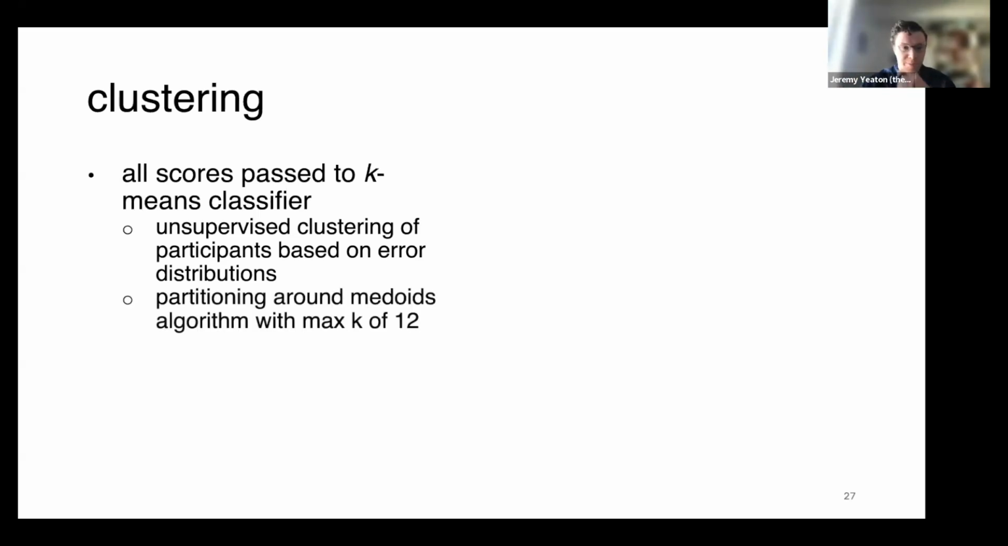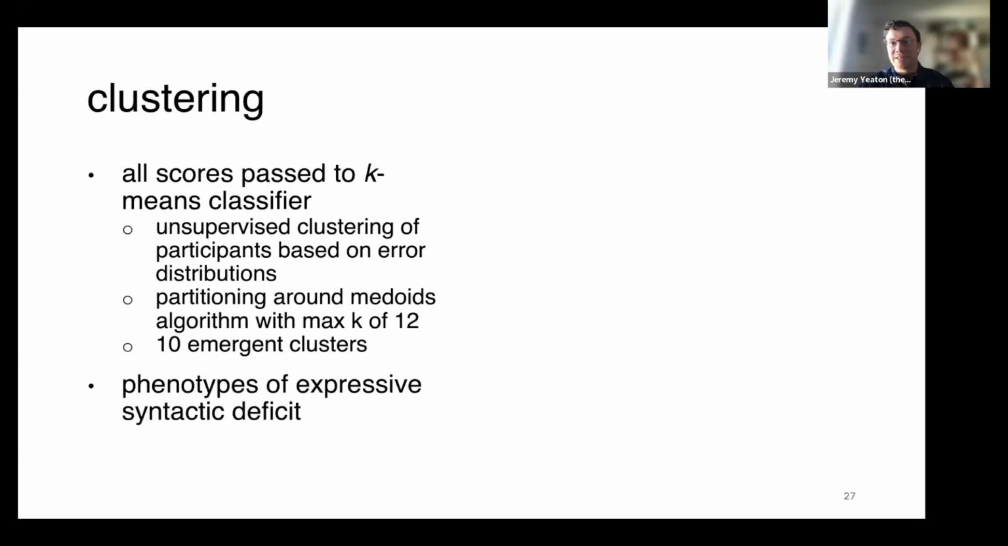And so we had used a partitioning around medoids algorithm with a max k of 12. And then the algorithm decided for us that if we cap it at 12, the best number of clusters is 10. So based on some feature selection kind of stuff, it decided 10 was the best number. And then we're interpreting these as phenotypes of expressive syntactic deficit.